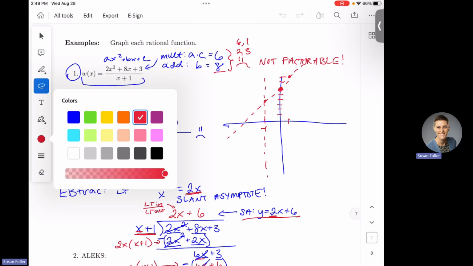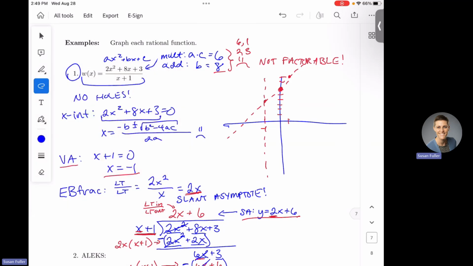Now, normally if we had x-intercepts that were nice, I could use my x-intercepts to put points on here, but I don't have any. If we had holes, I could put my hole on here for a point, but I don't have any. So to finish this graph, I need to choose 2 x values on either side of my vertical asymptote and plug them in. You can choose anything you want.